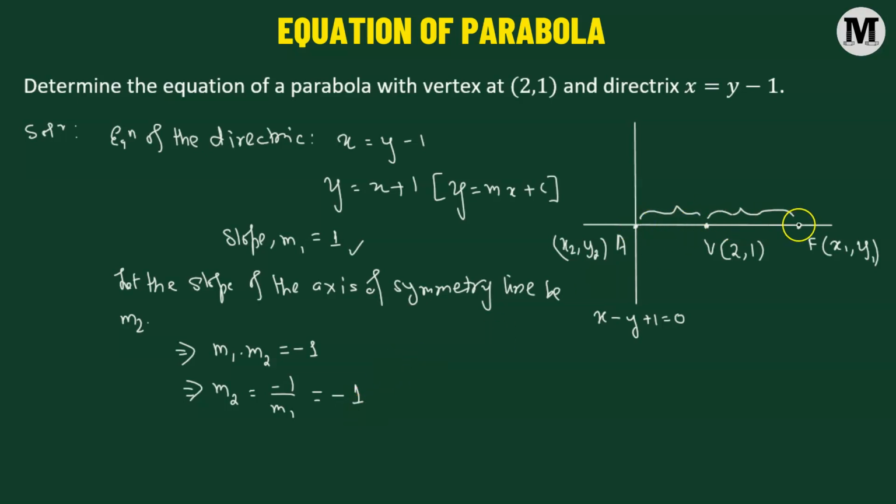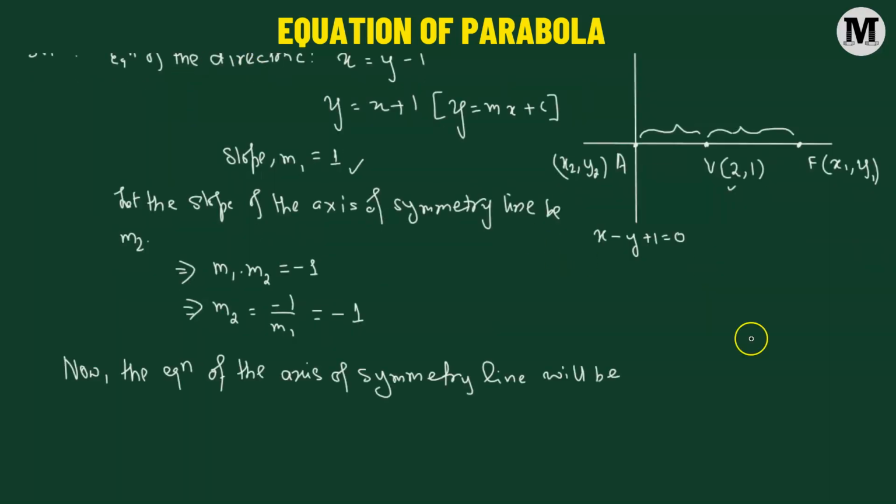Now we have the axis of symmetry line having a slope of -1 and it passes through the point (2, 1). So using the point-slope form of a line, we can easily obtain the equation of the axis of symmetry line. The point-slope form states that if we have a point with the coordinates (x1, y1), and through this point we have a line having a slope m, then the equation is given by y minus y1 equals the slope times x minus x1. In our case, (x1, y1) corresponds to (2, 1), and m represents the slope of the line.